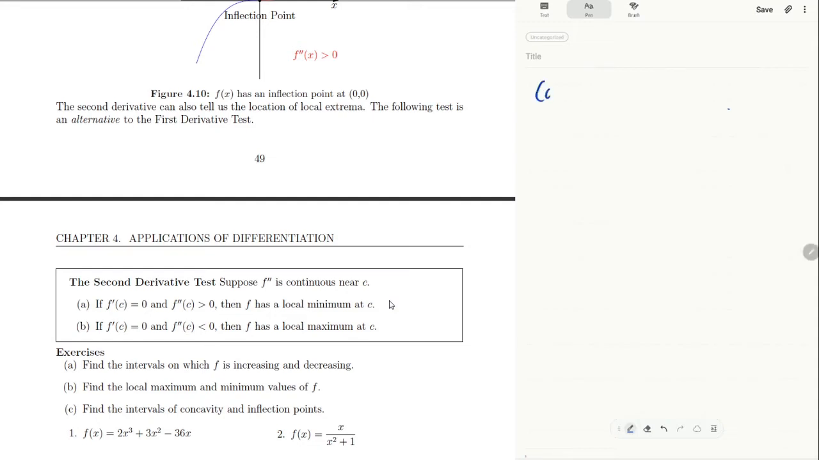And so what we observe is that the first derivative is 0 at a particular point. So it has a horizontal tangent at C, and the second derivative is positive at this point, meaning that it is concave up. And so this information tells us that C is a local minimum.